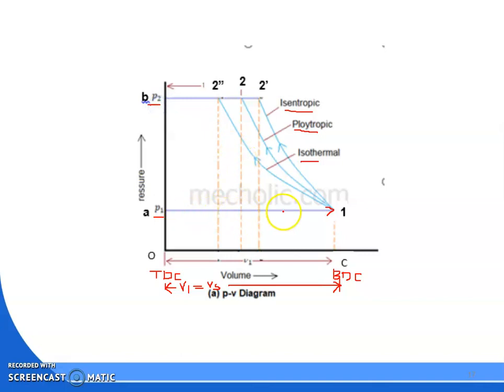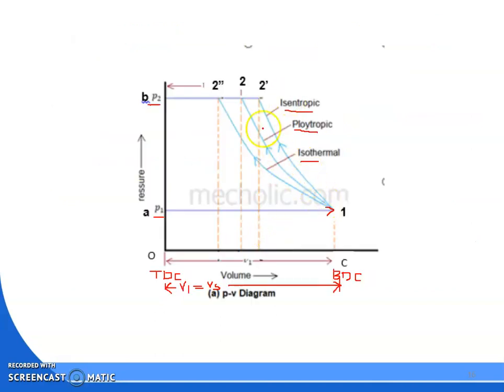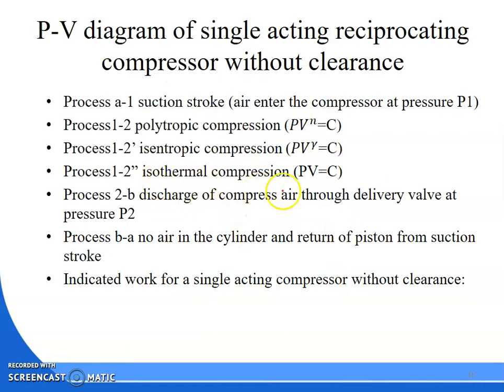So A to 1 is your suction, 1 to 2 is your compression and 2 to B is your delivery at constant pressure. So these are the processes of your single acting reciprocating compressor without clearance. A to 1 is your suction stroke, here air will enter. 1 to 2 is polytropic compression, 1 to 2 dash isentropic, and 1 to 2 double dash is your isothermal compression. 2 to B is the discharge of compressed air through the delivery valve at pressure P2. And B to A, there is no air in the cylinder and it returns to the origin.